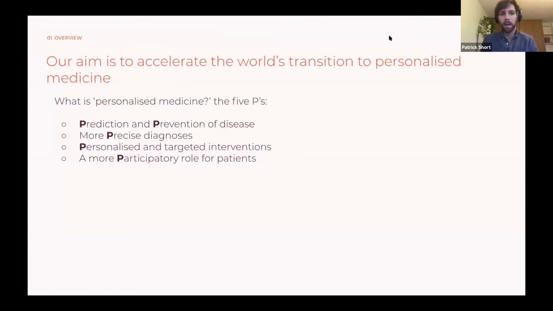So I just wanted to talk a little bit about what we mean when we say personalized medicine, because this talk really is focused around personalized medicine, whether we believe it or not. And for us, this boils down to 5 core Ps: prediction and prevention of disease, more precise diagnoses, more personalized and targeted interventions, and then a more participatory role for patients. And I actually think we're probably going to hit on all 5 of these today. And I truly believe we're in a period of transition from non-personalized to personalized medicine, and that involves making substantial improvements across all 5 of these areas.